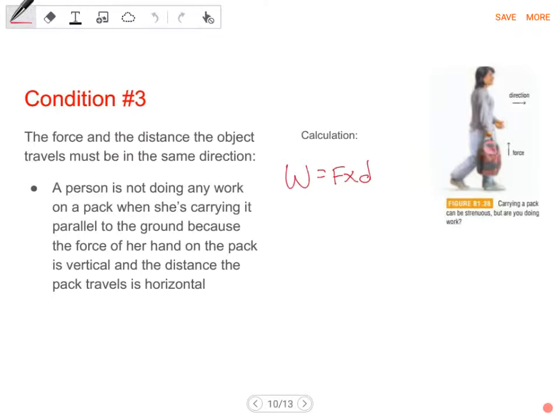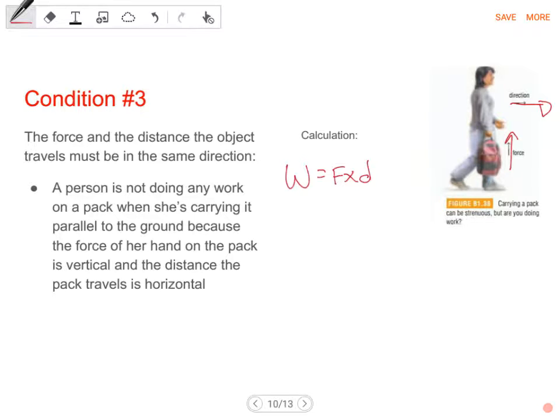The final example is a little bit trickier, but if you look here, the force and the distance the object travels must be in the same direction. So you look here, a person's carrying a backpack, holding it, but they're moving. So the force to hold the backpack is vertical. They're holding it up. But the direction of travel is to the side or to the right.